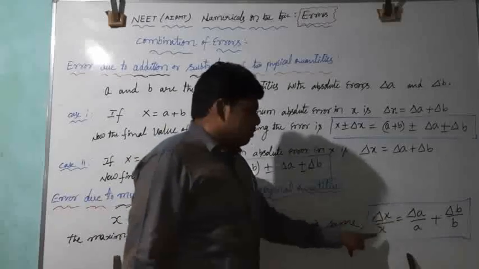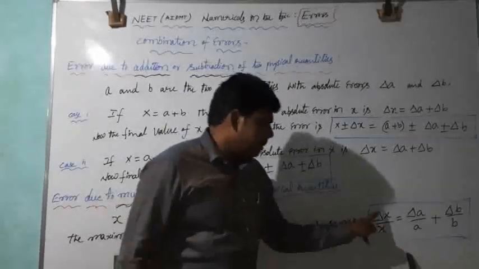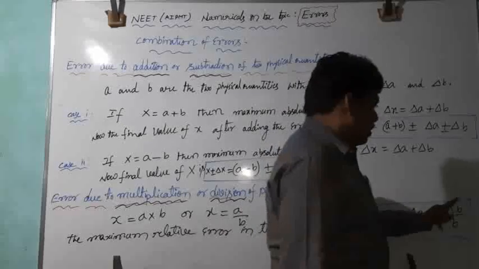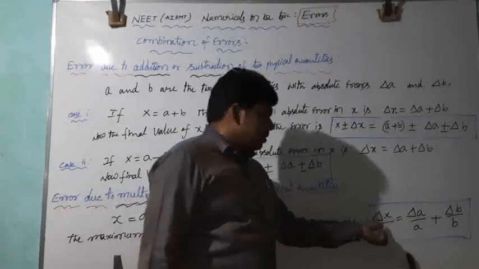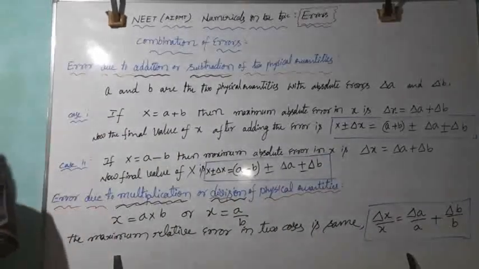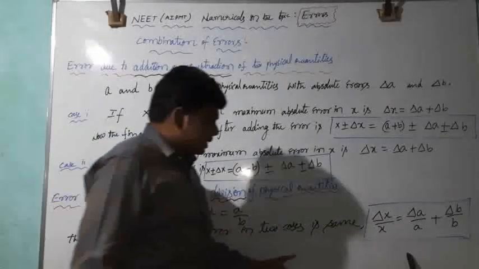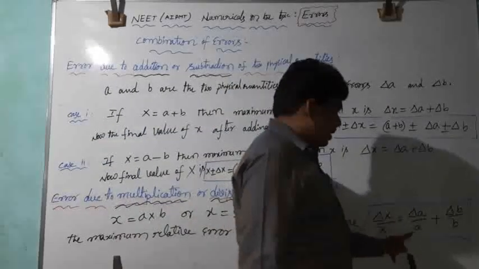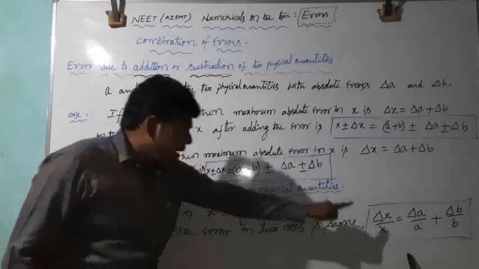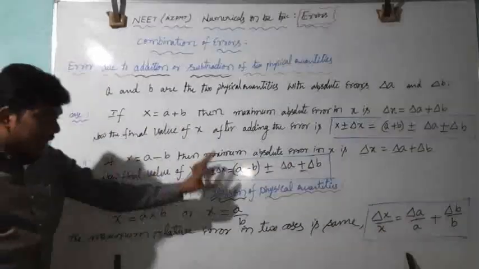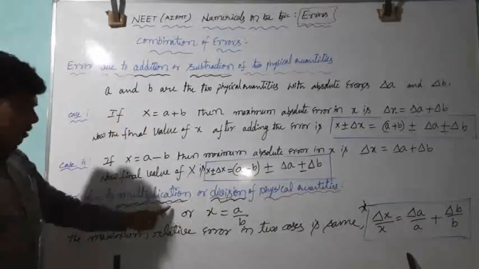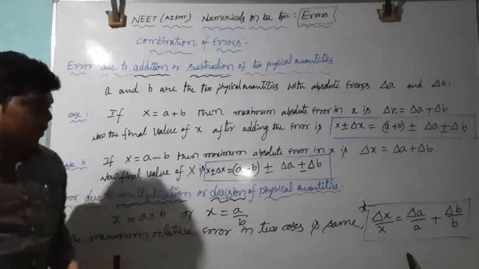is given by delta x by x is equal to delta a by a plus delta b by b. This is the maximum possible relative error in x, where x is equal to a into b or x is equal to a by b. That is given by delta x by x is equal to delta a by a plus delta b by b. This is the maximum possible relative error in multiplication or division. You have to use this formula. For addition or subtraction, use the earlier one. For multiplication or division, we have to use this formula.